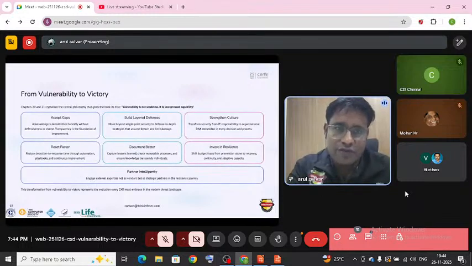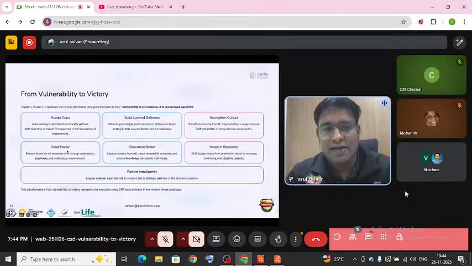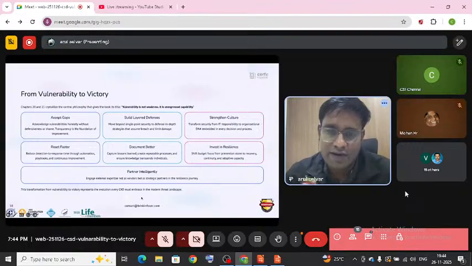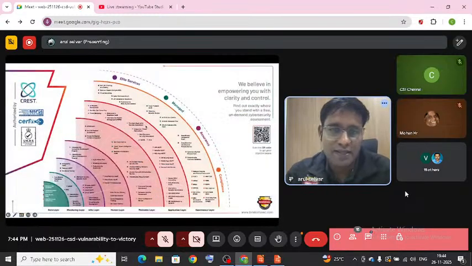So from vulnerability to victory, first we need to accept our gaps. We need to build a layered defense, strengthen the culture, react faster, document everything better, and invest in resilience, which is how fast we can come back from a cyber attack. Finally, partner intelligently: align with the cybersecurity partner in a proper manner. I will give more clarity about building layer-based defense.